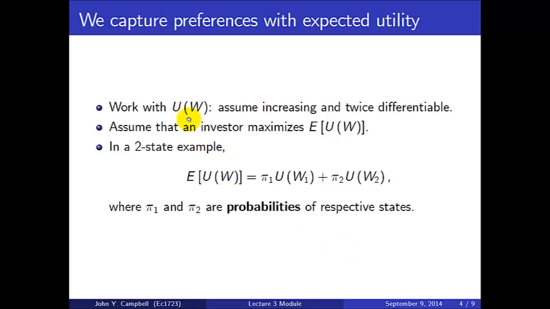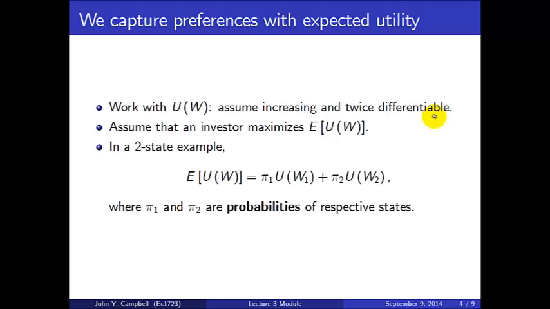Okay, so for now I'm going to explain the expected utility framework. We're going to assume that an investor has a utility function defined over wealth. We write it as U of W. We assume it's increasing. In other words, more wealth is better than less, and twice differentiable. So it has a first derivative and it has a second derivative. There are no jumps in utility and there are no kinks in utility. It's a smooth function.